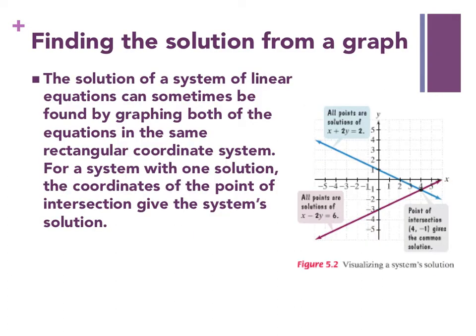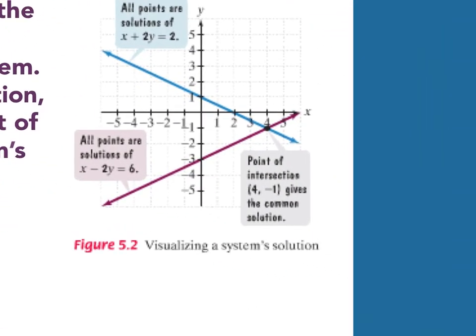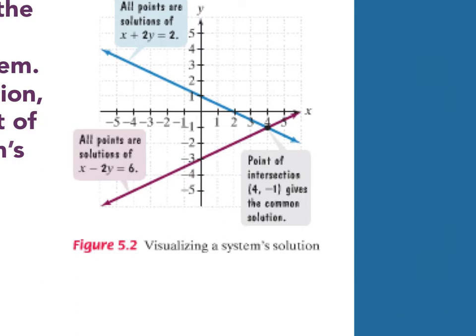All right, now we're going to get into finding the solution from a graph. So we're going to graph, and it could be 2 lines. It could be a line and a parabola. It could be a line and a square root. It could be all these different things, okay? We're going to graph the 2 equations, and then where they intersect is a solution to the system. So in this picture, the point of intersection would be here at (4, -1), and that would be a solution to the system.